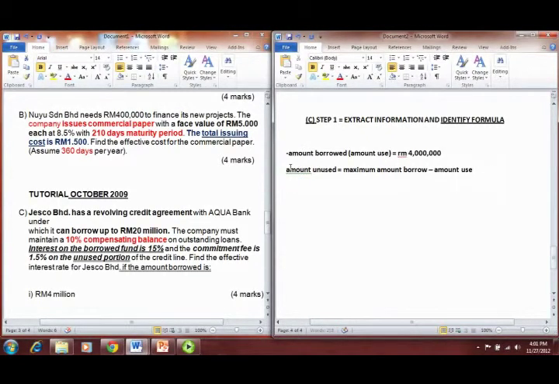So what is the maximum amount that Aqua Bank can provide you? Yes, it is borrow up to 20 million. So this is the amount that been offered by the bank. You can minus your 4 million that you only want to use. So what is your amount unused, class? Yes, it is equals to 16 million. So this is your unused amount.